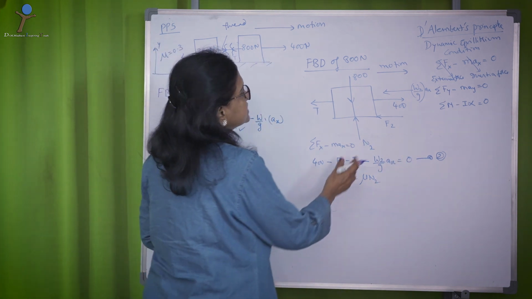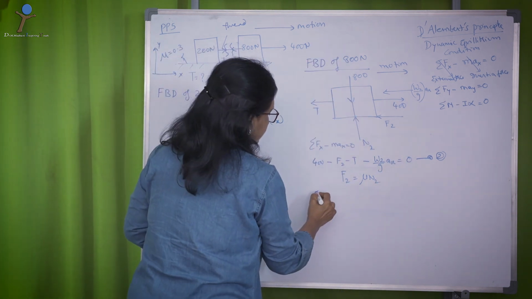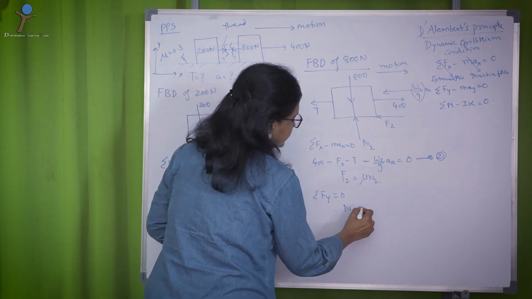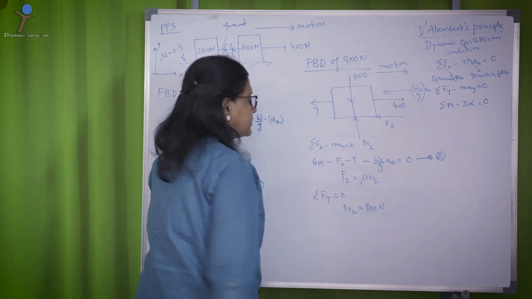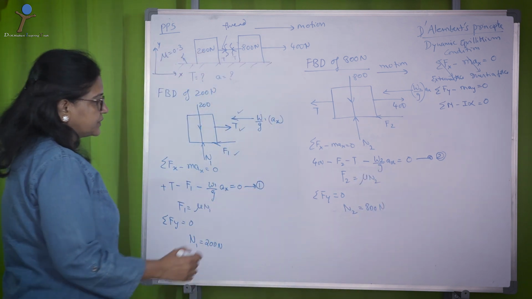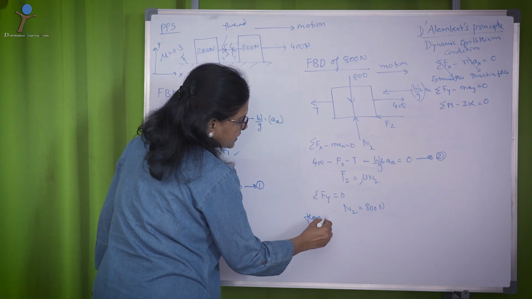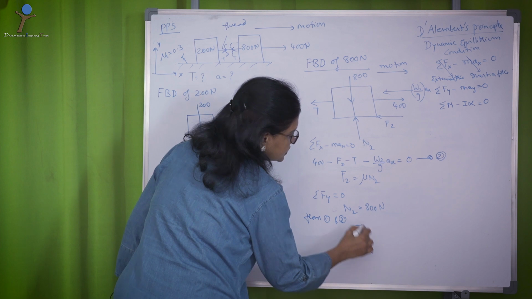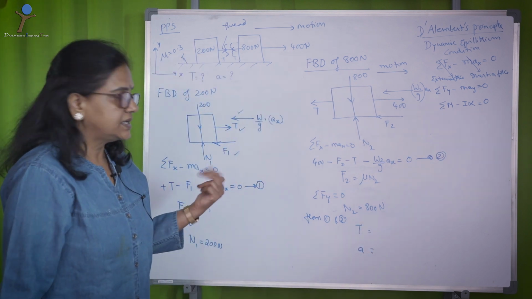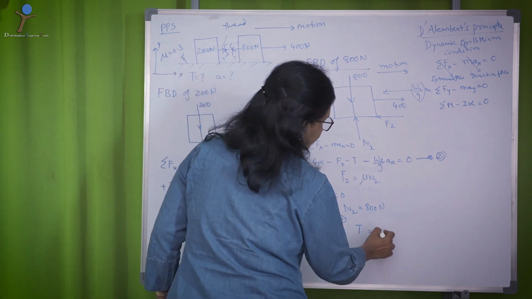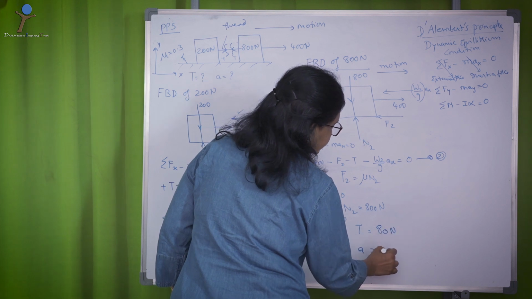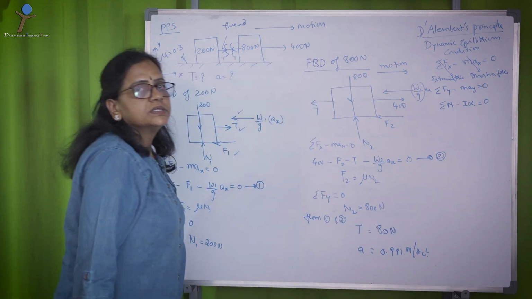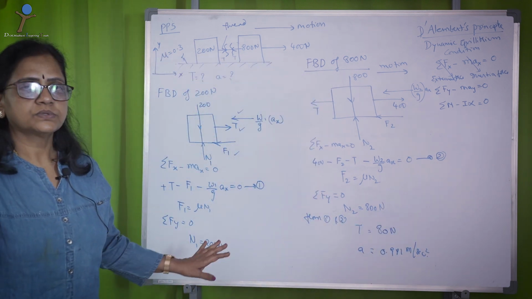And again here, since there is no motion in y direction, you just apply sigma Fy equal to 0, where N2 is equal to 800 newtons. So, from equation 1 and 2, you can calculate the tension and the acceleration. Two unknowns and 2 simultaneous equations. So, tension comes around 80 newtons, acceleration is 0.981 meter per second square. So, this is how you apply D'Alembert's principle to the system.